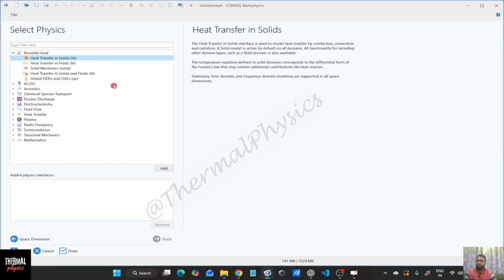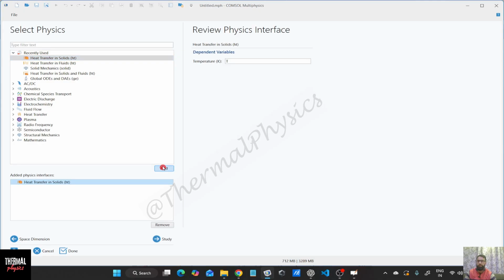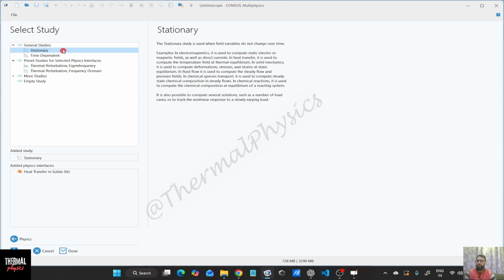and we'll choose Heat Transfer in Solids. We'll add it. Then we'll choose Study, Stationary, and Done.